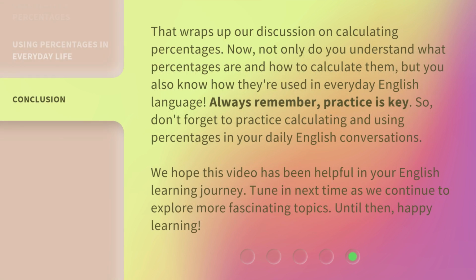That wraps up our discussion on calculating percentages. Now, not only do you understand what percentages are and how to calculate them, but you also know how they're used in everyday English language. Always remember, practice is key. So, don't forget to practice calculating and using percentages in your daily English conversations.